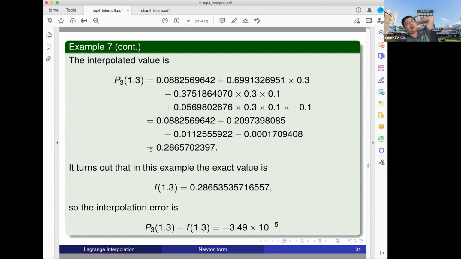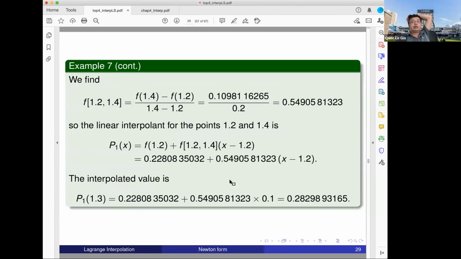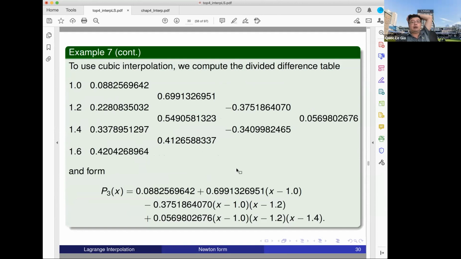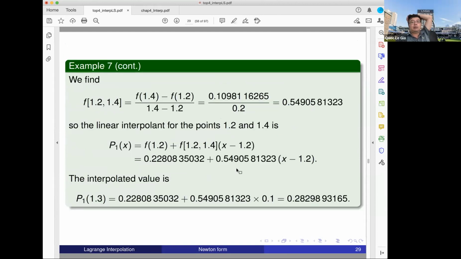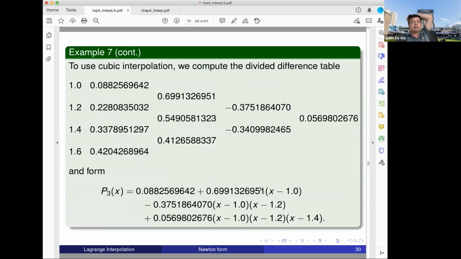So you see that with a cubic, when you plug in 1.3, it gives you 0.286, and the error is smaller, 10 to the minus 5. So remember before, when you used linear interpolation, it gave 0.28, but we didn't compute the errors.